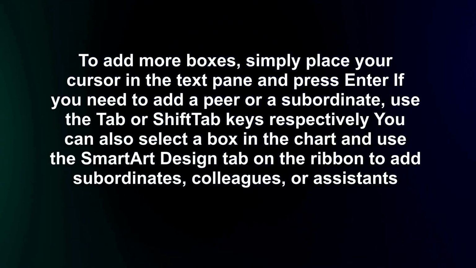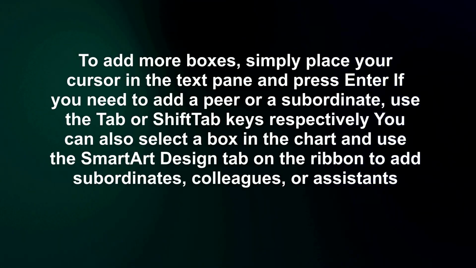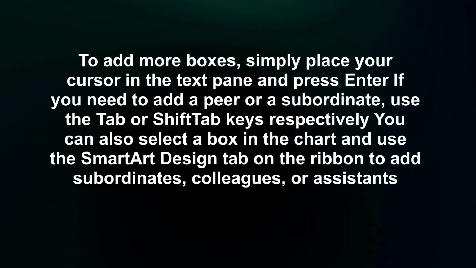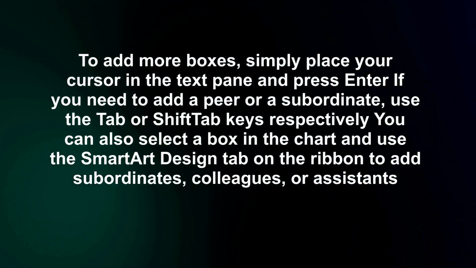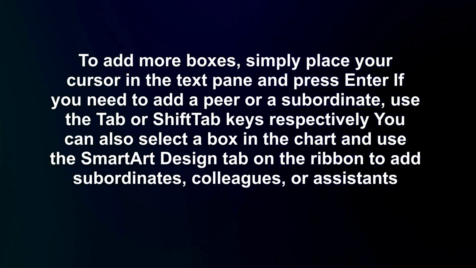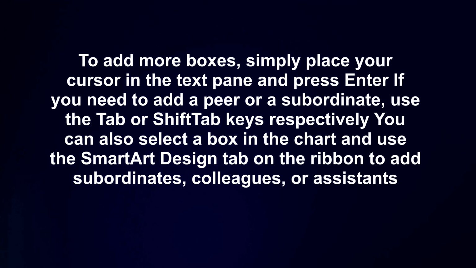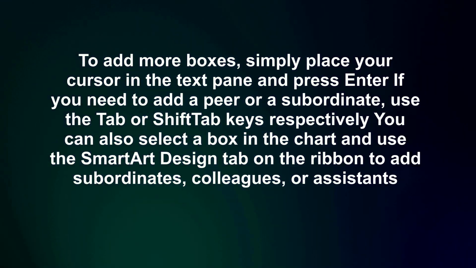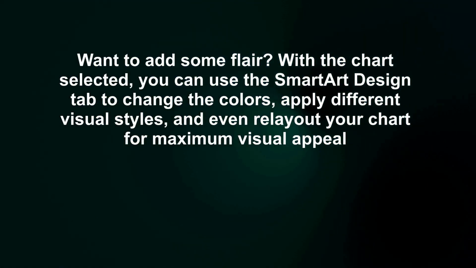To add more boxes, simply place your cursor in the text pane and press Enter. If you need to add a peer or a subordinate, use the Tab or Shift Tab keys respectively. You can also select a box in the chart and use the SmartArt Design tab on the ribbon to add subordinates, colleagues, or assistants.